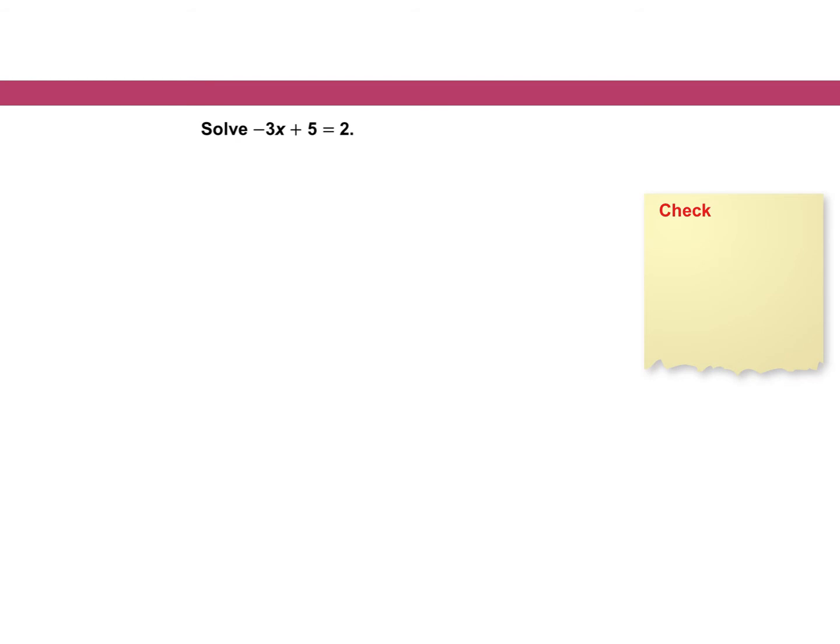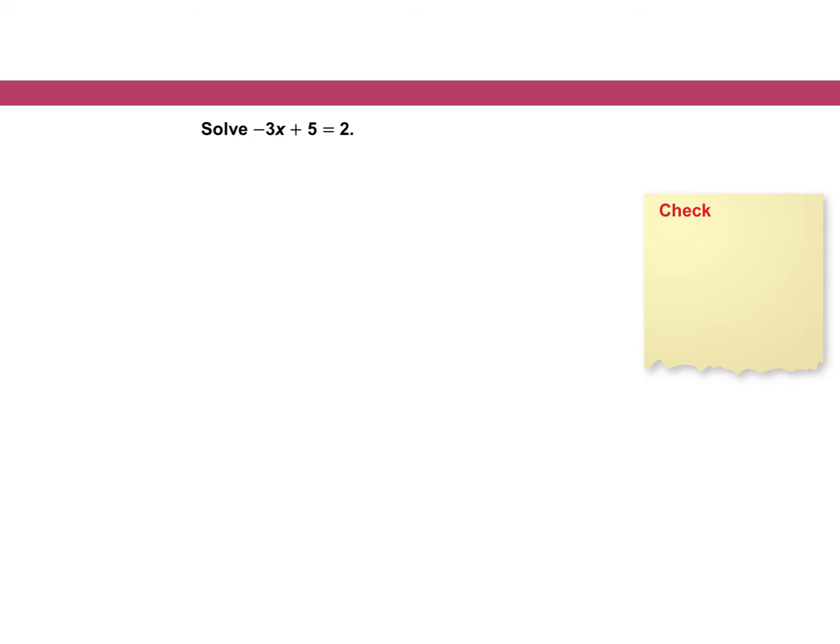So example 1 wants us to solve negative 3x plus 5 equals 2. The difference between this and what we've been solving is notice now we have an additional piece. Before we would have had something like negative 3x equals 2, or x plus 5 equals 2. Now we have two operations that are being attached to this x. We have an addition of 5 and a multiplication of negative 3. So there is a correct order in which we have to undo these.